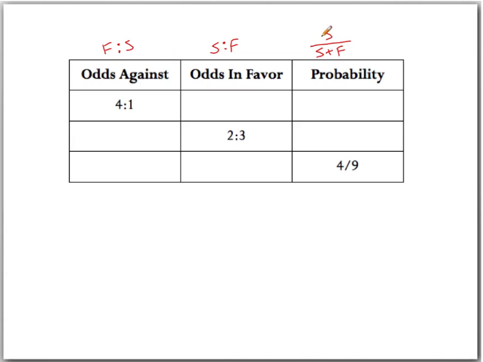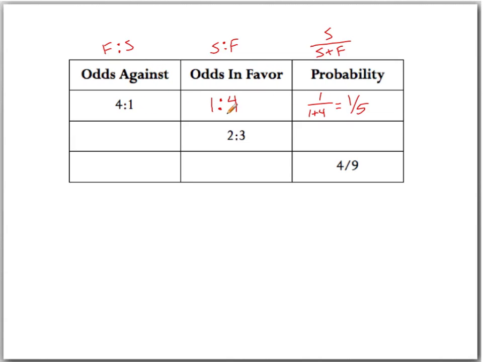So looking at these three things, if I know the odds against are 4 to 1, to find odds in favor, I just switch that around and I say 1 to 4. Now if I want to find the probability, I need the number of successes, which is 1, and then I need to divide that by the sum of the successes plus the failures, which would be 1 plus 4 or 5. So 1 in 5 probability is the same as 1 to 4 odds in favor and 4 to 1 odds against.